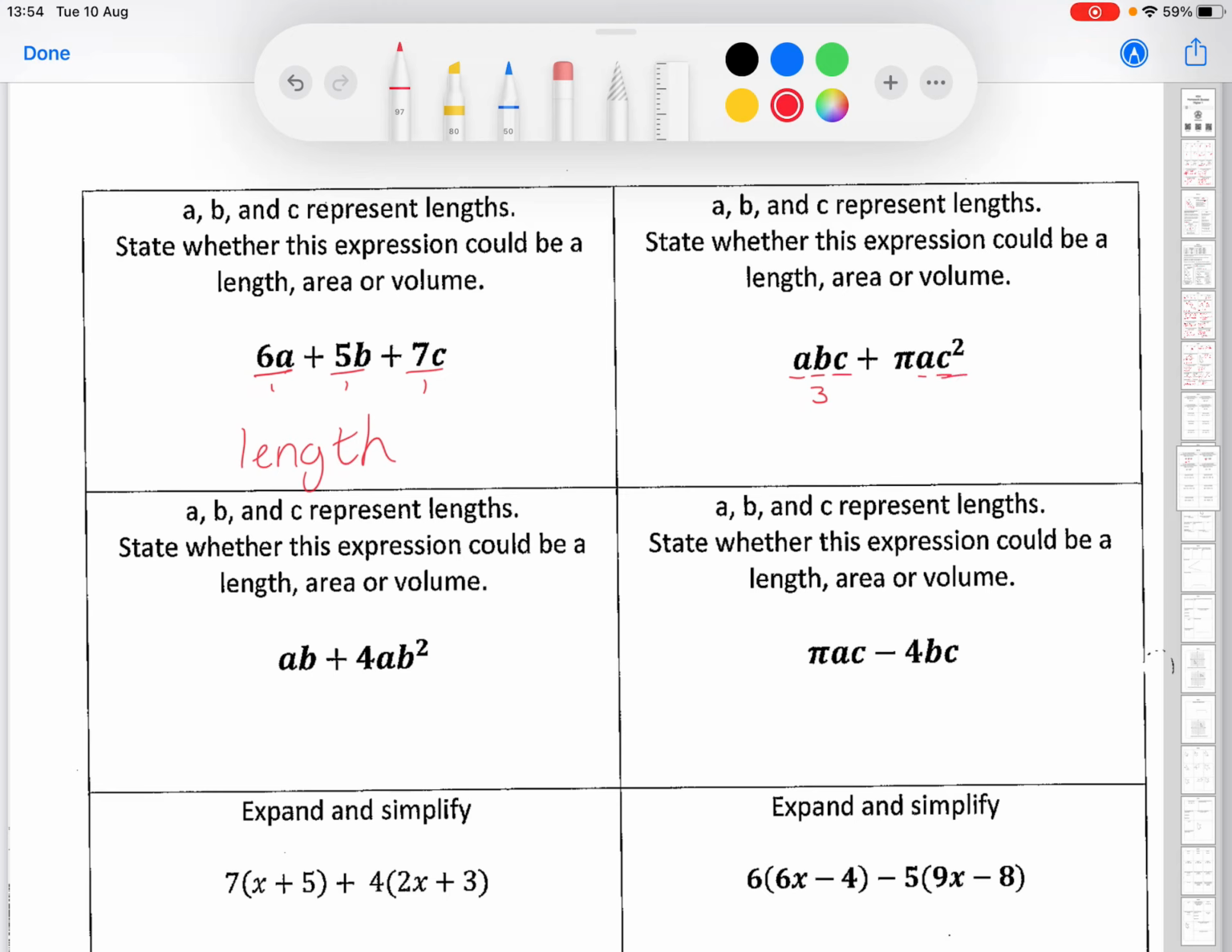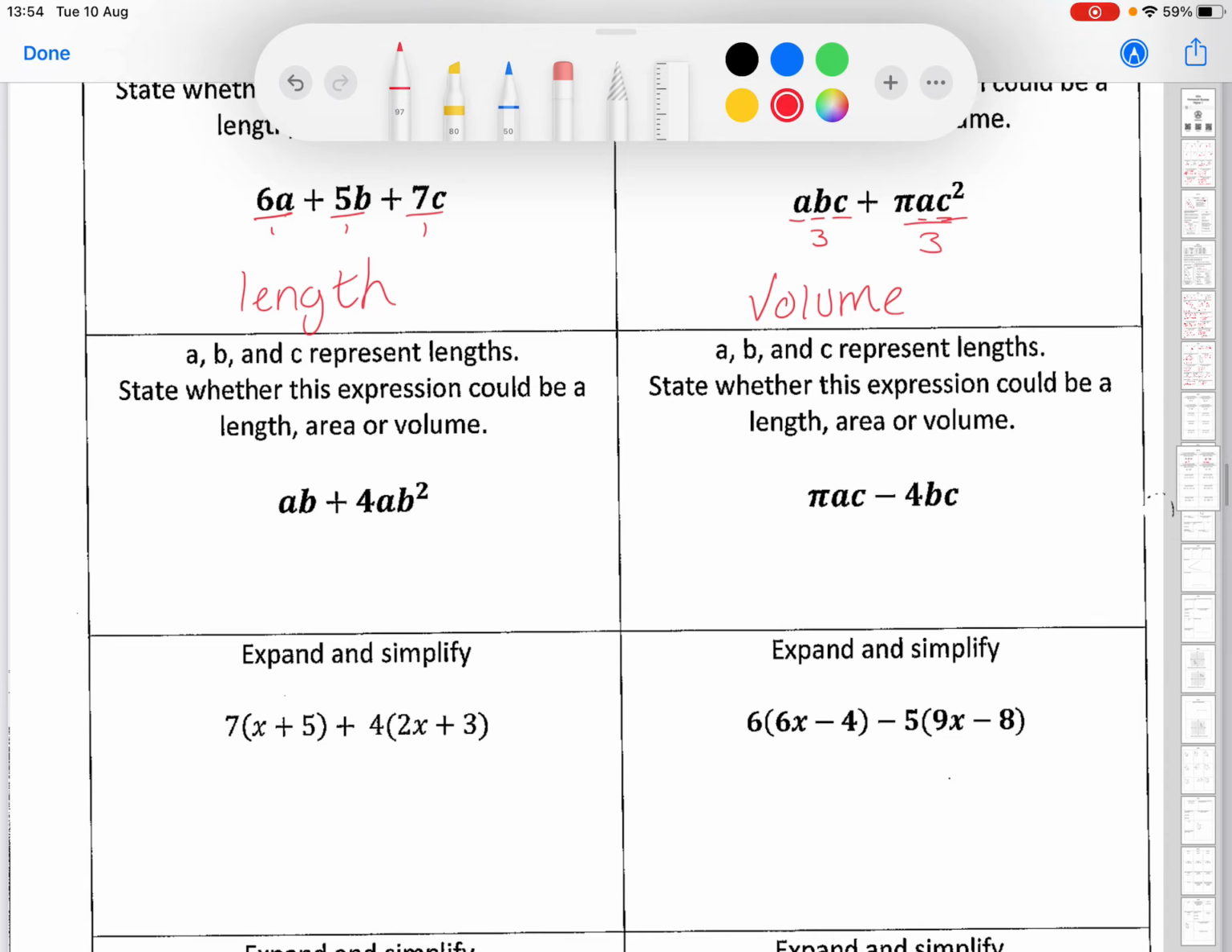This one's got 1, 2, 3 letters in, so that is a volume. This has got 1, 2, 3 letters in, so that is also a volume, so we can add the volumes to make a volume. Don't forget, pi doesn't make much difference. This one we've got 1, 2 letters in, so it's going to be an area. This one's got 1, 2, 3 letters in. You can't do this one, it's impossible.